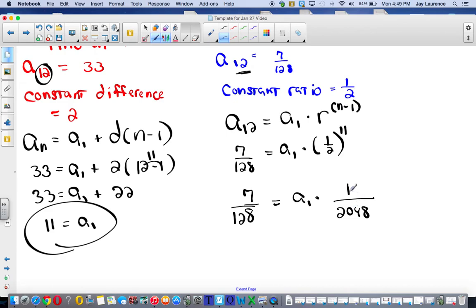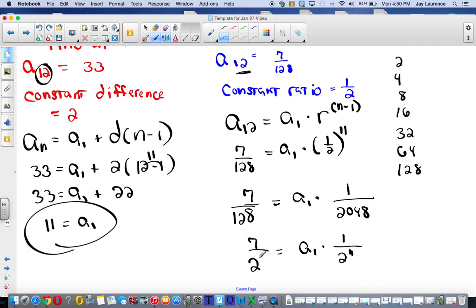Now, by the way, if you want, it might be easier to think about this as a sub 1 times 1 over 2 to the 11th. And I know that's a power of 2, that 128 there. And so I'm just going to figure out what power of 2 it is. 2, 4, 8, 16. That's 2 to the 4th, 2 to the 5th, 2 to the 6th, 2 to the 7th. So that's 2 to the 7th. And see why I'm going to do this. Now, to get rid of this fraction, I'm going to multiply by 2 to the 11th power.